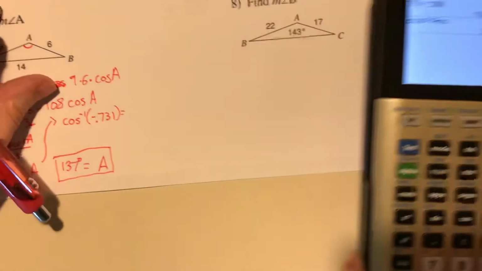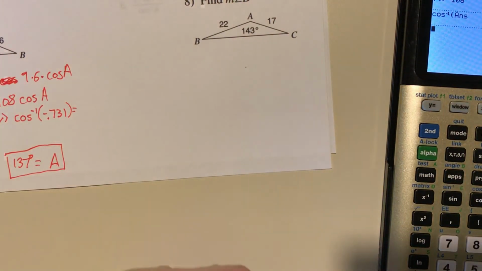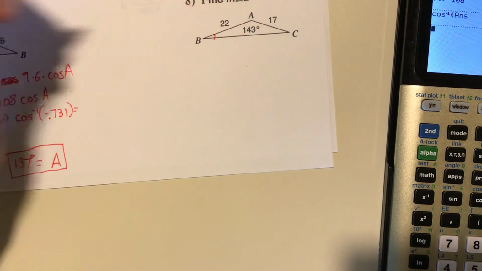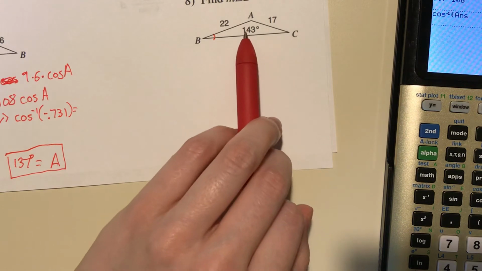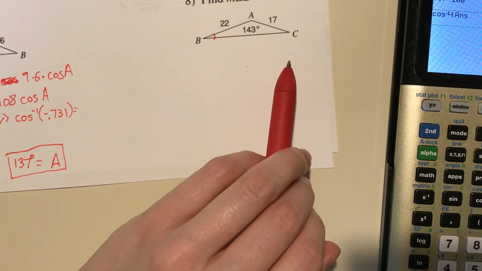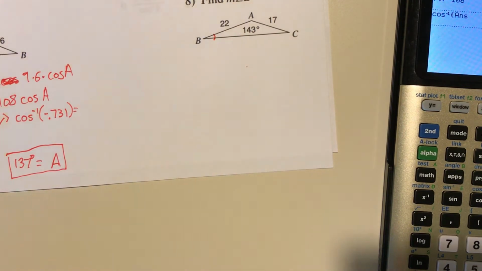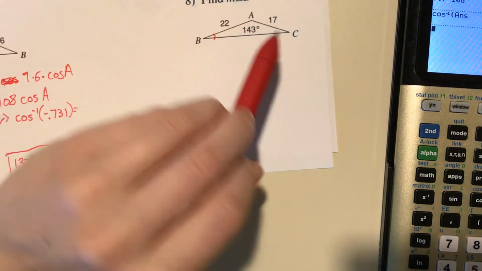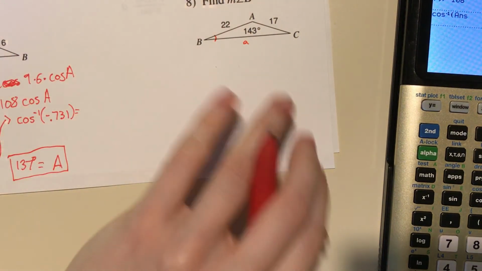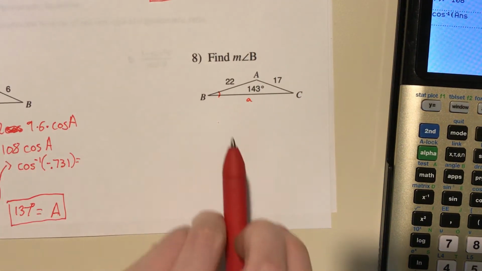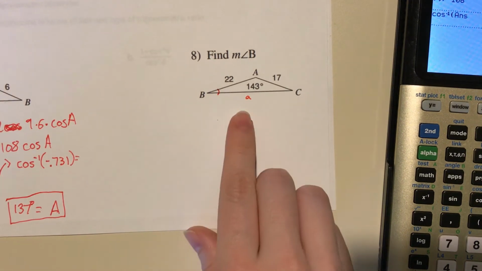All right, and the last one here on the front, find the measure of angle B. That's different. We haven't used that idea yet because we have the angle A and we have the two side lengths here. We actually have to do 2 steps to find the measure of angle B in this problem. The first step is we're going to find side length A because we're going to need all 3 sides in order to find angle B. So let's find side length A first.